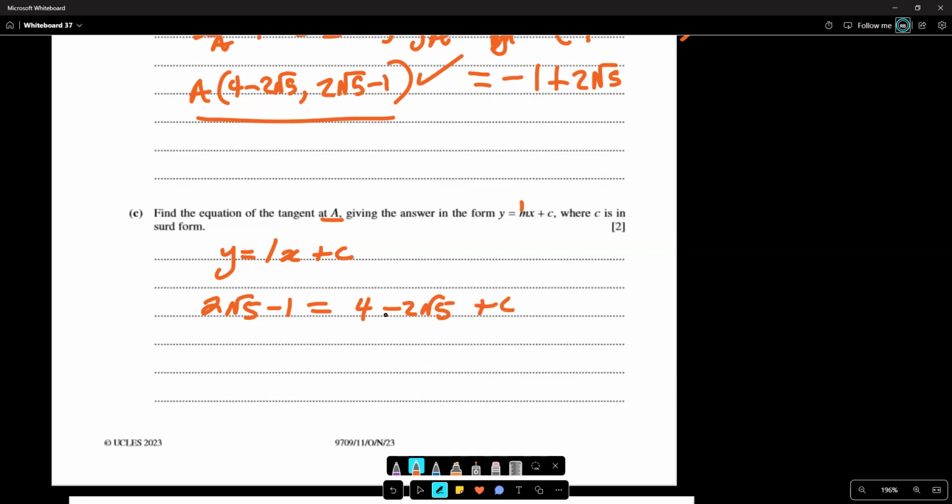And then now, what are we going to have? We're going to move everything to that side. So 2 root 5 plus 2 root 5 will give us 4 root 5. Then this one and that one will give us minus 5 equals c. Therefore, y equals x plus 4 root 5 minus 5, which is our c. And that is finito with this paper, ladies and gentlemen.